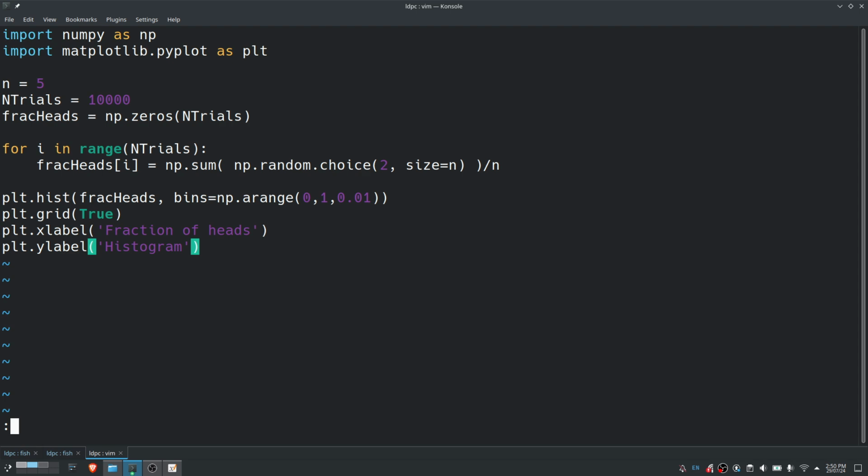So n is the number of coins that I toss. Every time I run this, I'm going to get one particular outcome. I repeat this a huge number of times. For me, one outcome is 5 tosses of a coin. I want to average this over a number of times. Is that clear? Any questions?